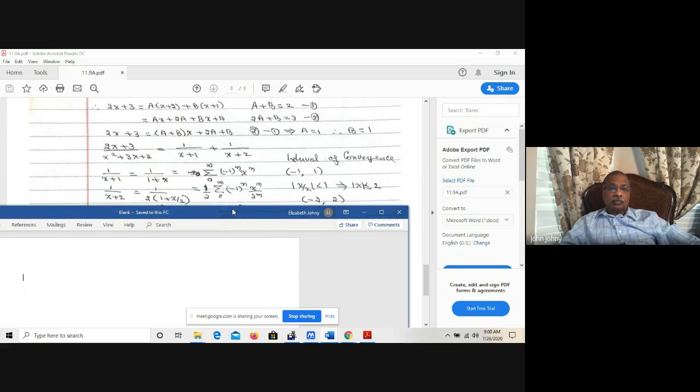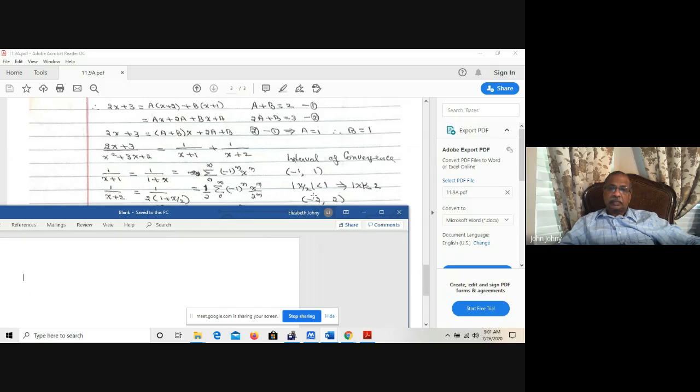And then 1 over x plus 2, as in the previous problems, you pull out a 2 times 1 plus x over 2. And this 1/2 will stay there. So 1/2 times sigma, n varies from 0 to infinity, negative 1 to the power of n, x over 2 to the power of n. x must be replaced by x over 2. x over 2, the whole to the power of n is x to the n over 2 to the n. And interval of convergence, absolute value of x over 2 must be less than 1. This is for the second one.